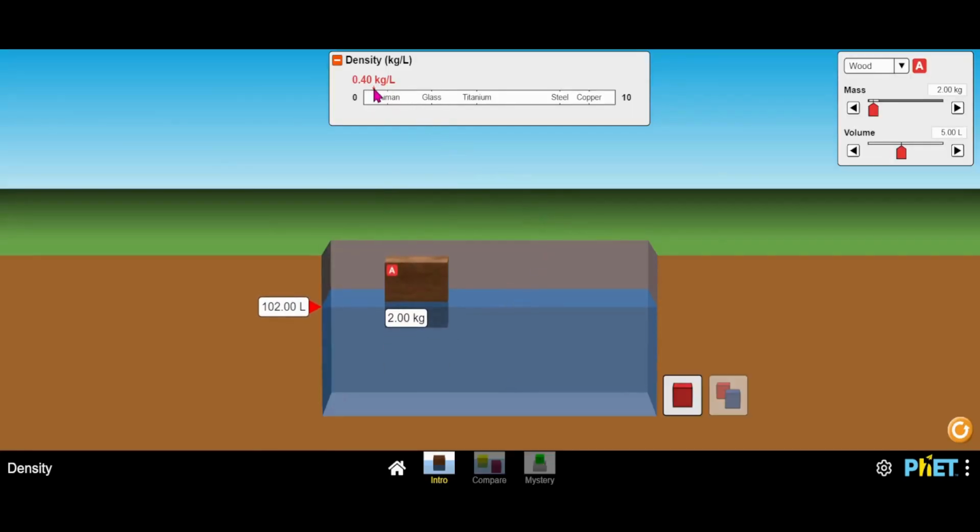Alright, so first of all we have the density as 0.40 kg per liter, which is for this block, right? Let's see if you can vary this. If I vary the mass, oh, the mass is changing, and the volume is changing for this wooden block. You can also change the woods. You can go to styrofoam, which is fairly less in density, right?